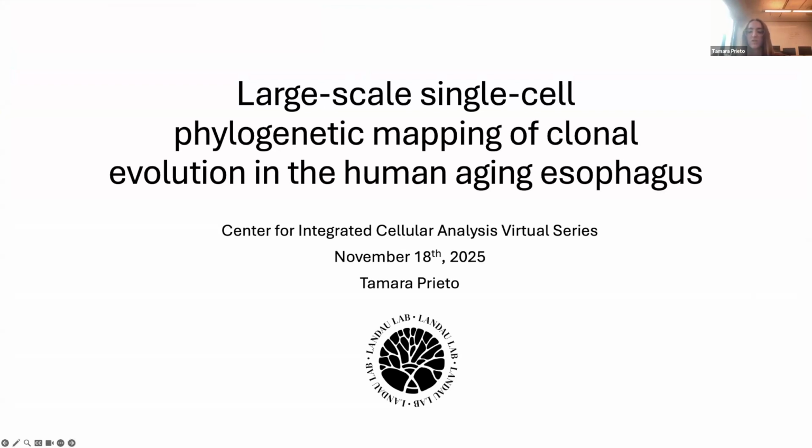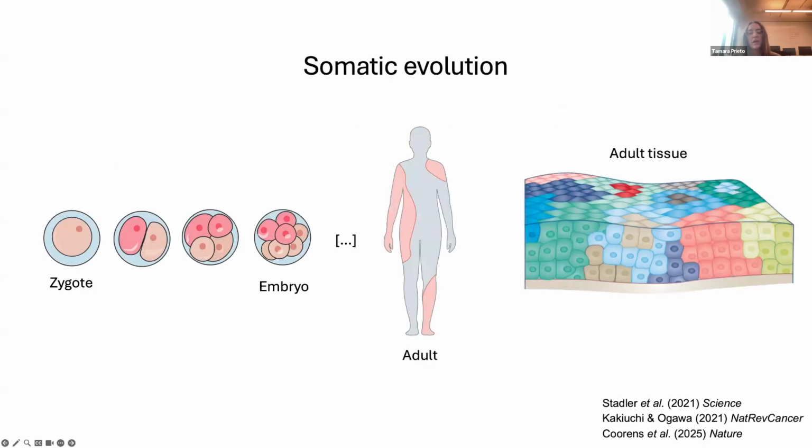And hi, everyone. First of all, I would also like to thank the Center for the opportunity to present our work. I'm very excited to explain the main results of our recent preprint, where we present SMART-PTA, a method for joint single-cell whole genome and transcriptome profiling at scale that we use to reconstruct the evolutionary history of thousands of esophageal cells from healthy elderly donors.